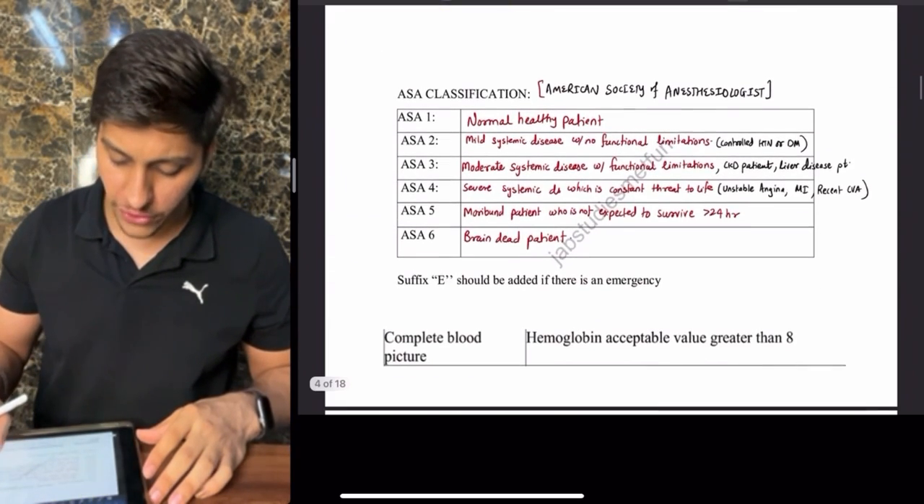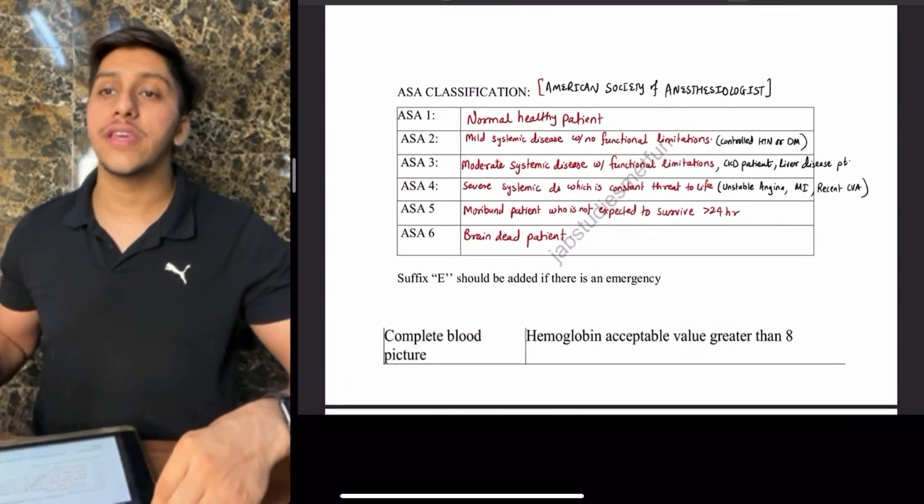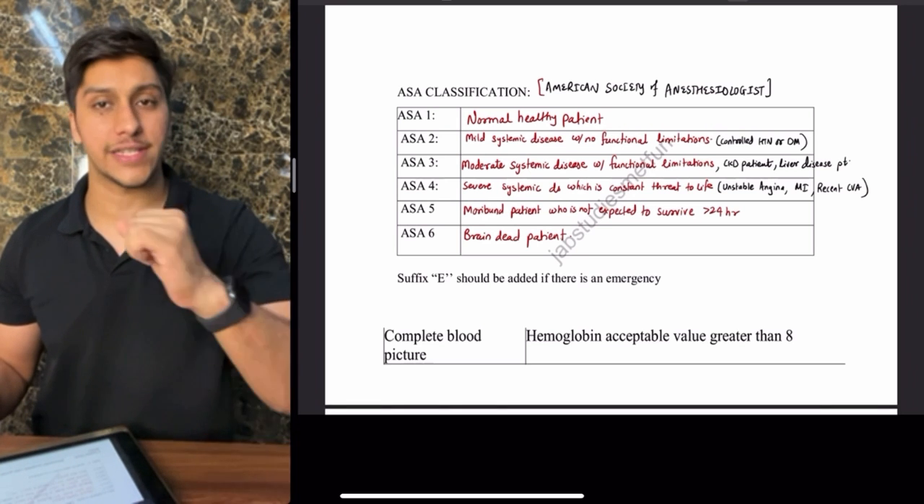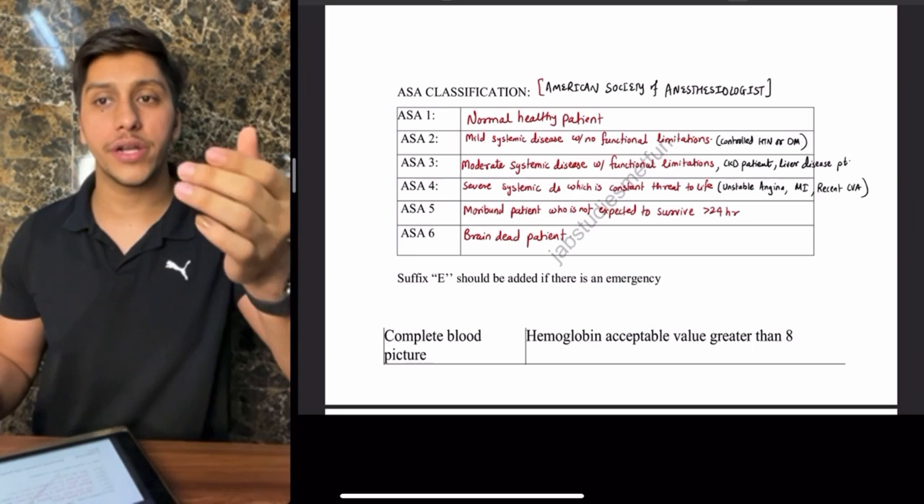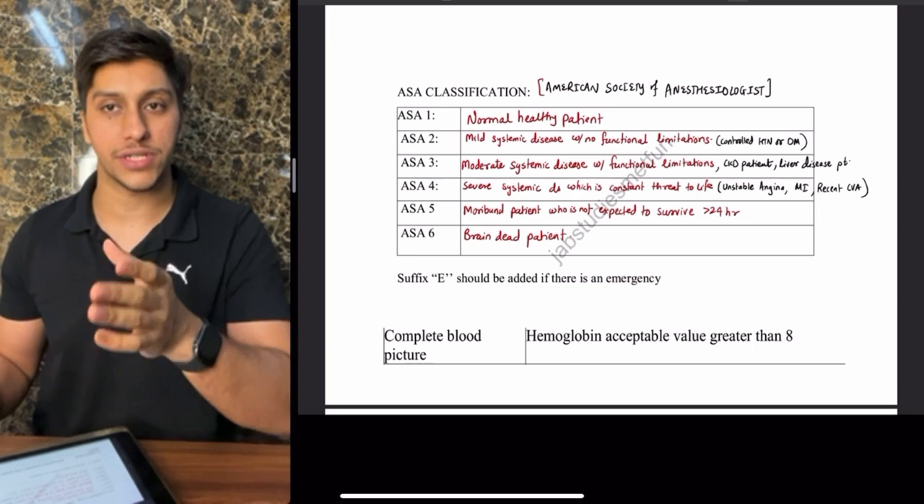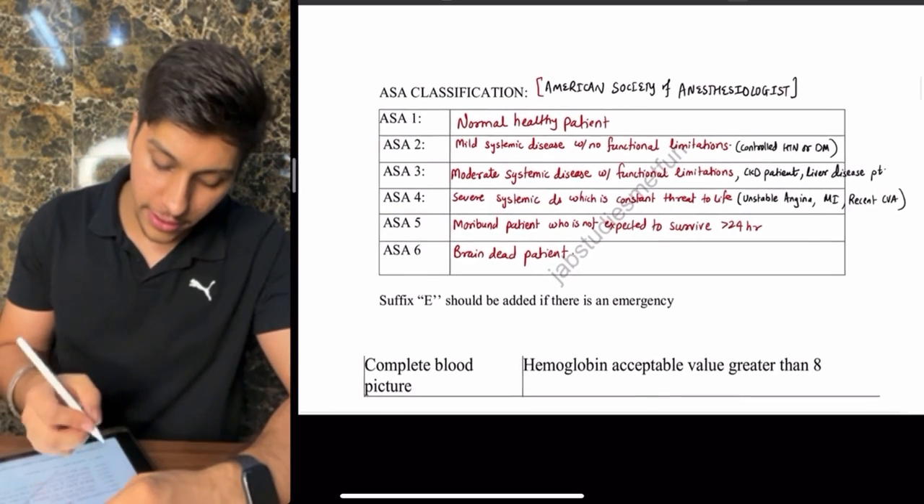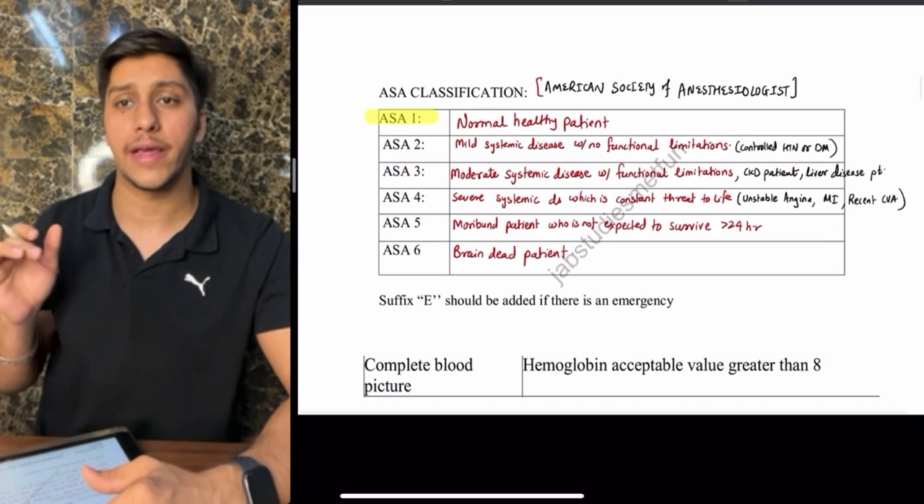Next guys, whenever we talk about anesthesia, you need to know the American Society of Anesthesiologists (ASA) classification. The classification is from 1 to 6, in which they will tell you what grading they give with what disorders a patient is suffering from. If you have ASA class 1, that is a normal healthy patient.